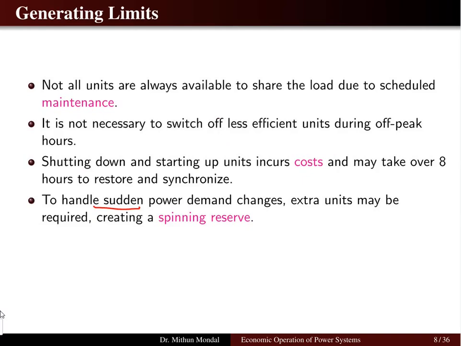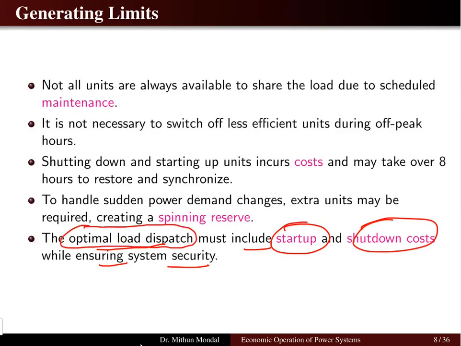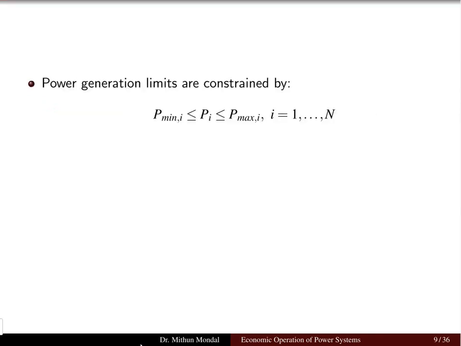To handle such power demand changes, an extra unit may be required, creating a spinning reserve. So if you have extra units present in the power system, that will create some spinning reserve. The optimal load dispatch must include startup and shutdown costs while ensuring system security. So in order to find the optimal economic operation or optimal load dispatch, we also need to include the startup and shutdown costs of the power plant to maintain system security.